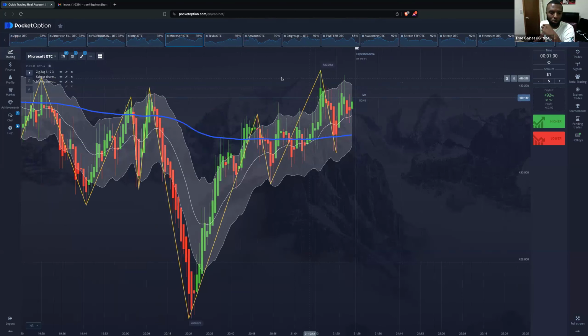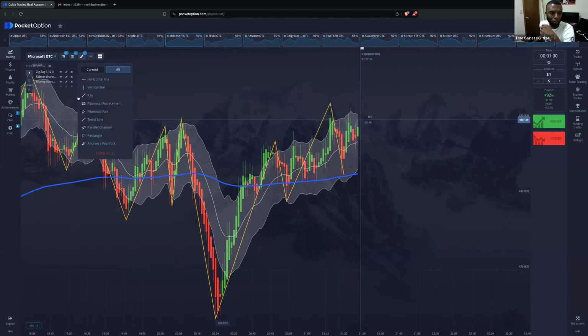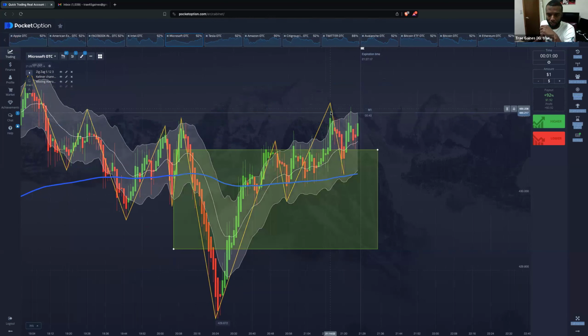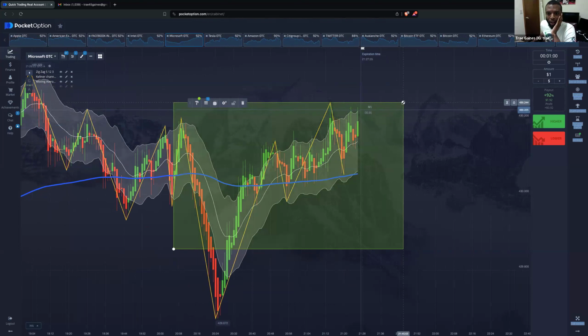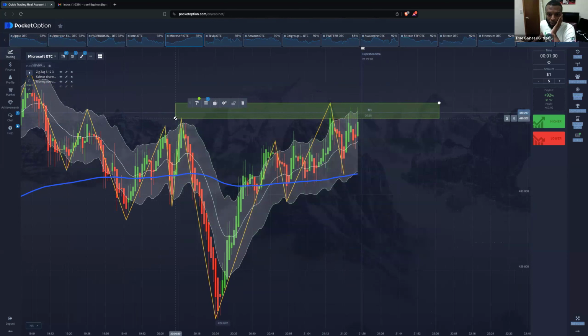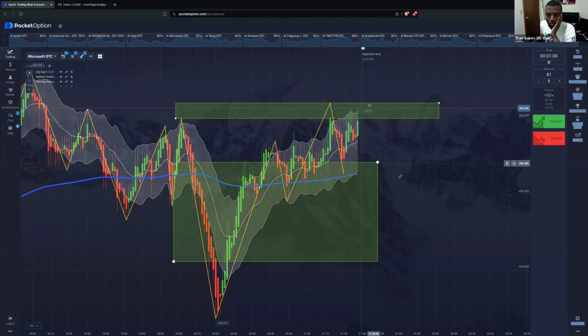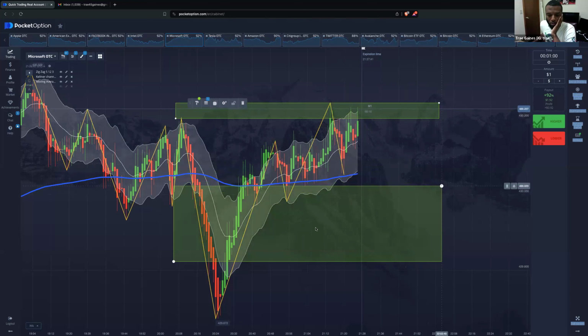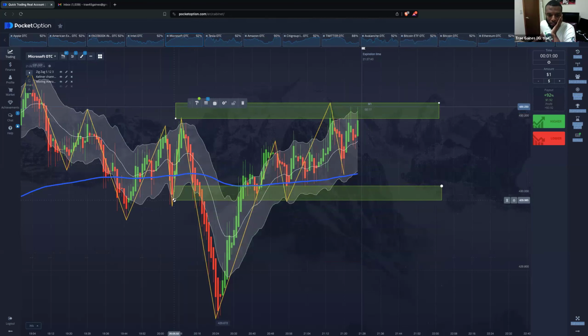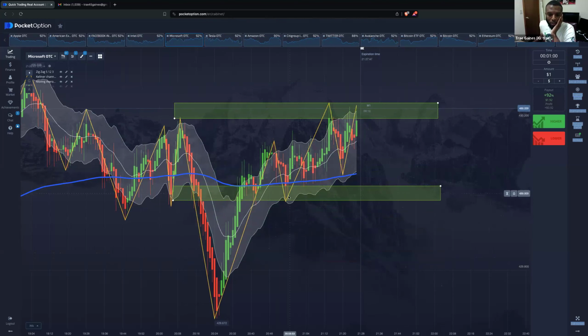ZigZag shows me a zone. Okay, so let me show you how I mark up my ZigZag. So I see this is a ZigZag. So what I do is, the candle that the ZigZag is connected to, I put my box at the top of that wick, at the top of the body. Okay, so I'll find another one, right? One below. So right here, and I can see that that's a zone. How do I know that's a zone? Because if I look to my left, there's a lot of touches in this box.